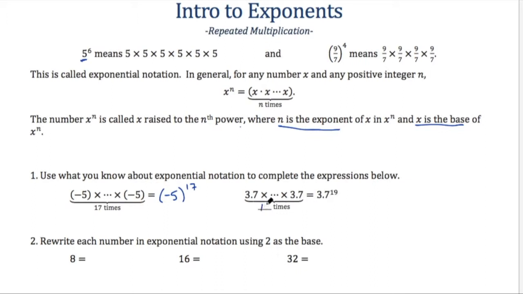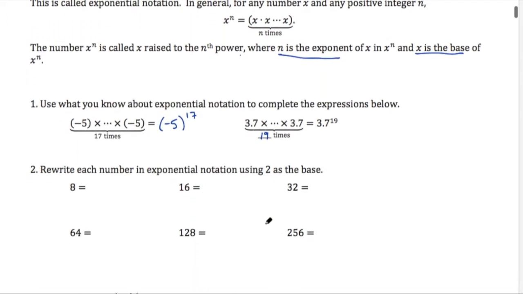Okay, so we're going to rewrite some of these as powers of 2. So hopefully when you start seeing these numbers, you real quickly think, 8, that's 2 to the 3rd. 16 is 2 to the 4th. 32 is 2 to the 5th. 64 is 2 to the 6th. 128 is 2 to the 7th, and 256 is 2 to the 8th. So those should be popping quickly into your head.